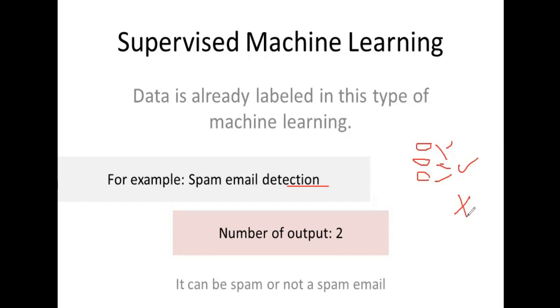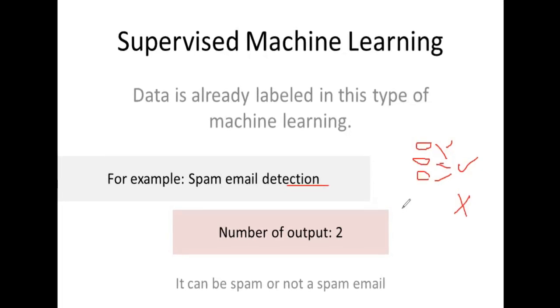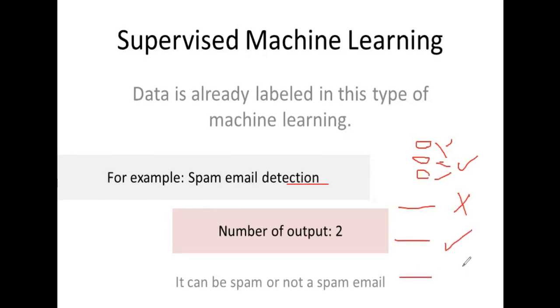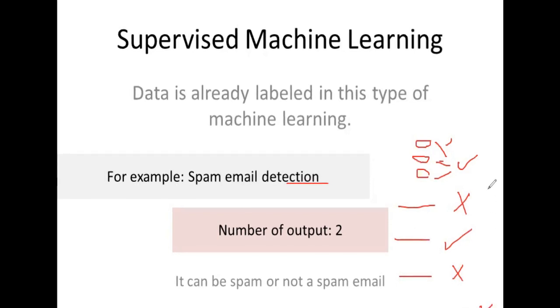Now, for training, I will have to provide data to my machine. I will have a mail and say that it is not spam. Another mail, it is spam. Another mail, it is not spam. And another mail, it is spam. So this is the data that I am providing to my machine, and it will learn from this data.